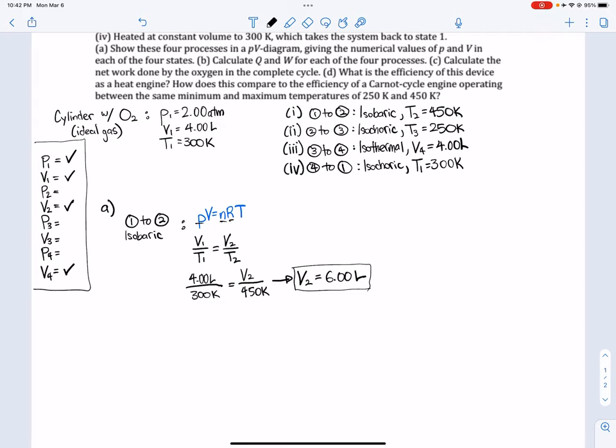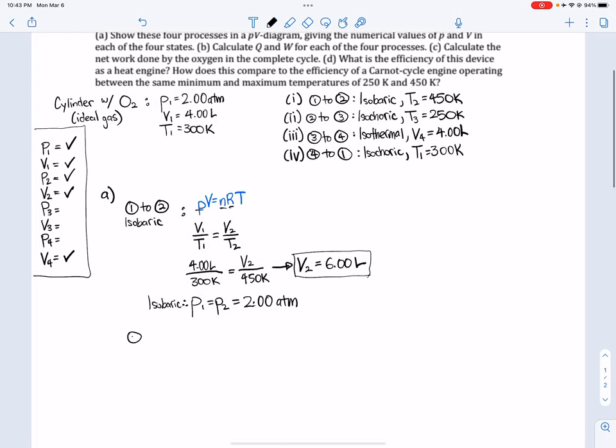Now I need to solve for P2. Actually, I don't, because this is isobaric, right? It's an isobaric process from state 1 to state 2. So whatever my pressure at state 1 is also my pressure at state 2. So P1 is equal to P2, which is equal to 2 atm. So I know P2. Awesome, we're getting closer. So now let's look at state 2 to state 3, which is an isochoric process.